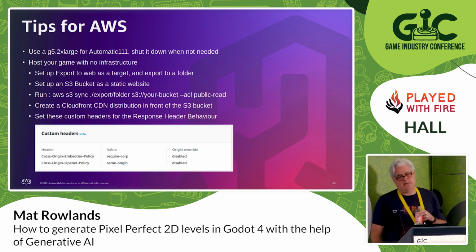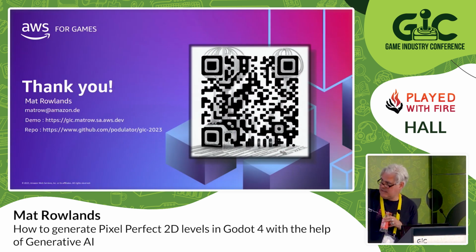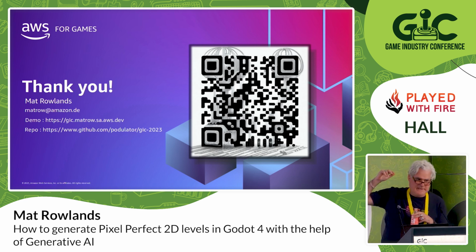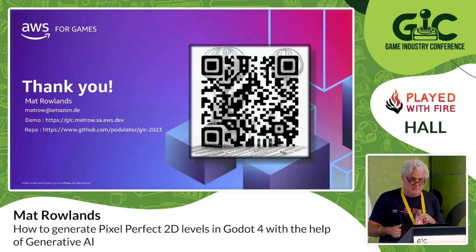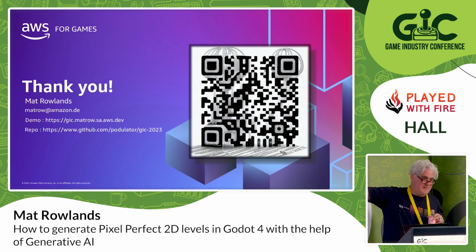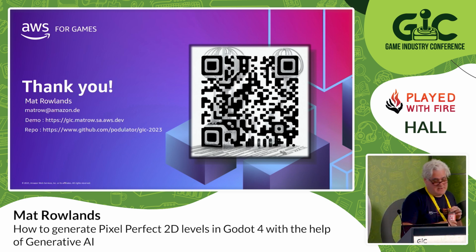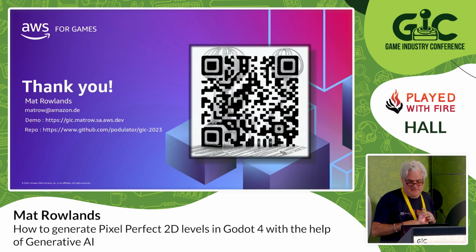In the project that's linked there, you'll find all the scripts for doing this. There's a script for setting up an EC2 instance with Automatic1111, ControlNet, Stable Diffusion, the QR codes, the game if you want to play it and run around lots of different weird lands and look inside my head a little bit. And thank you very much for that.